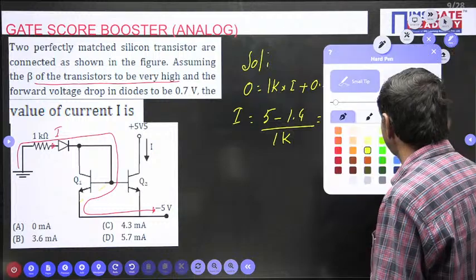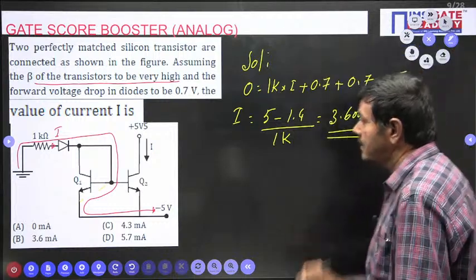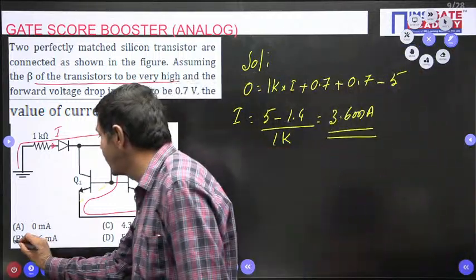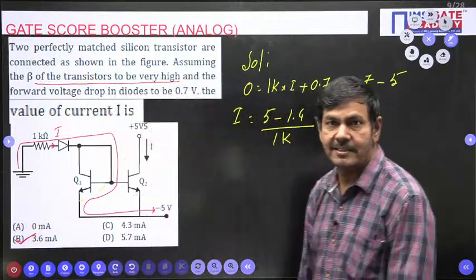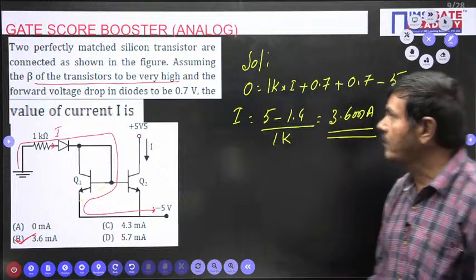Finally, which option is correct here now? Option B is correct here now. This option is exactly matching. Like that we can tackle this question. Understand my point now?